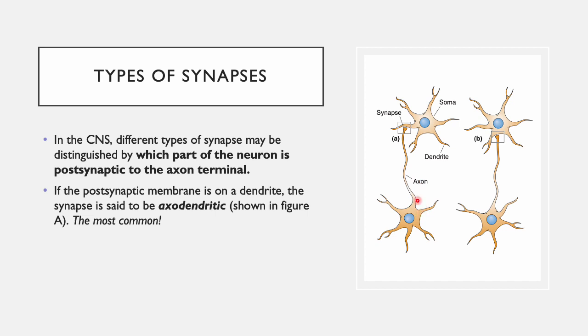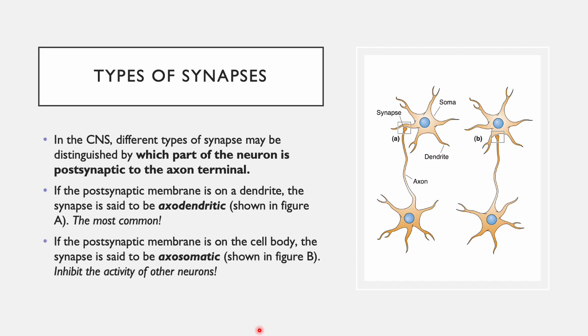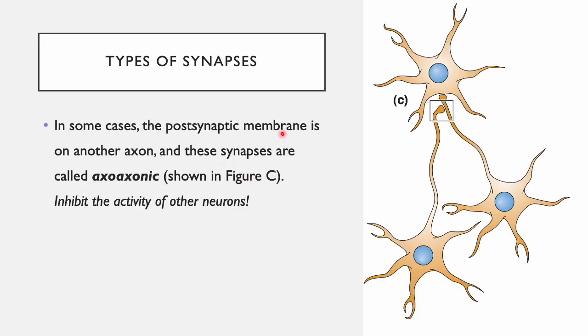This is the most common synapse. Synapses are usually distinguished with where they're occurring throughout the body. In image B here, if the postsynaptic membrane is on the cell body, meaning that the axon is synapsing onto the cell body of a neighboring neuron, this is known as axosomatic. This inhibits the activity of other neurons. In some cases, the postsynaptic membrane actually will synapse onto another axon, meaning that one axon will synapse onto another axon of a neighboring cell. And this is known as axoaxonic. This inhibits the activity of other neurons.